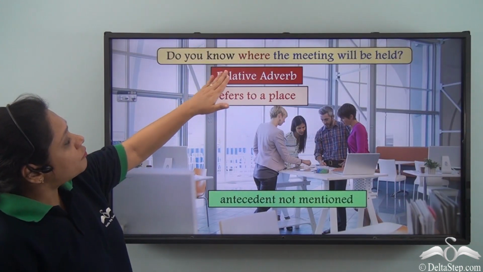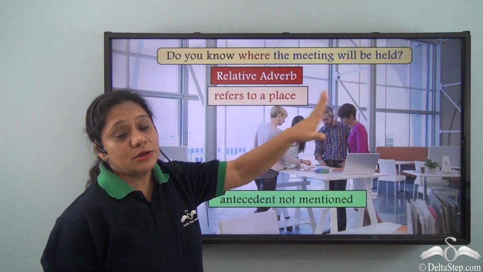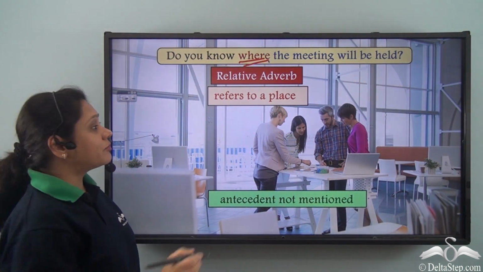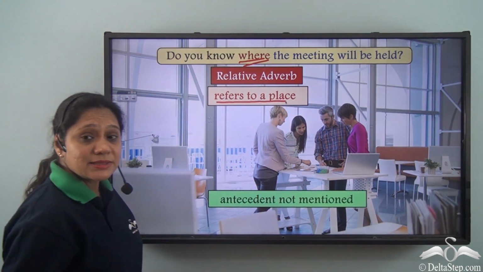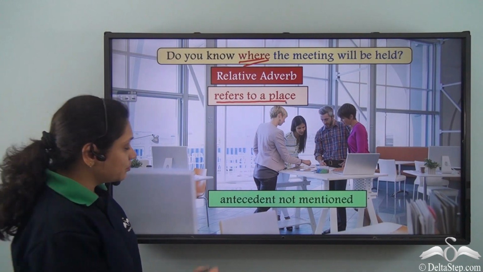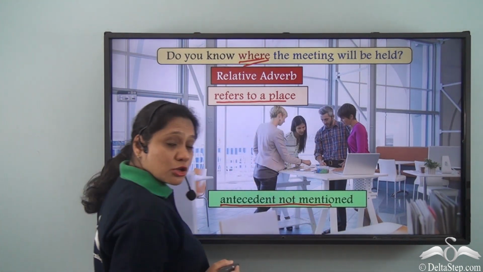Do you know where the meeting will be held? So in this sentence, where is the relative adverb which refers to a place, and we see that that place is not explicitly mentioned, hence the antecedent is not mentioned here.